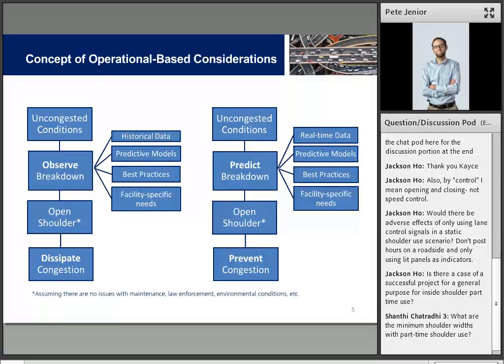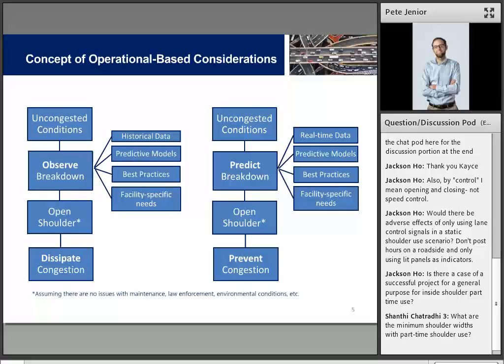Thinking about the operational side of things, this would generally be the process that would go through opening a shoulder. Over on the left side, we have really a reactive process where a breakdown in traffic flow, congestion, is observed, the shoulder is opened, and then it dissipates that congestion. And that usually is possible. The amount of capacity added from opening the shoulder is not incremental.